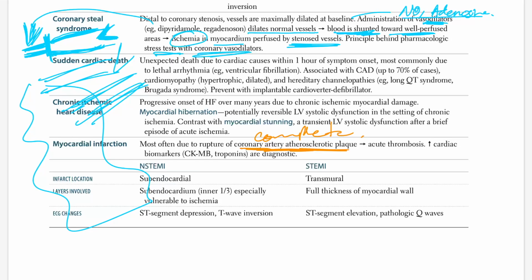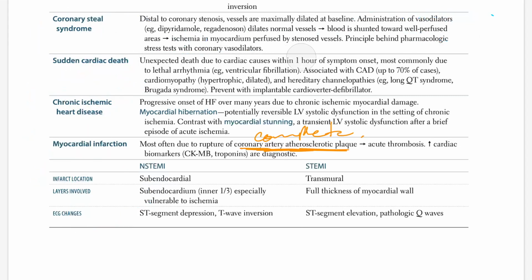Okay, principle behind pharmacological stress test with coronary vasodilators. So this is what we do in a pharmacological stress test, in which case we give a vasodilator and see which areas are not having enough blood supply. And this is the principle behind a coronary vasodilator stress test. Okay, so it's called coronary steal syndrome, basically stealing the blood from other areas.